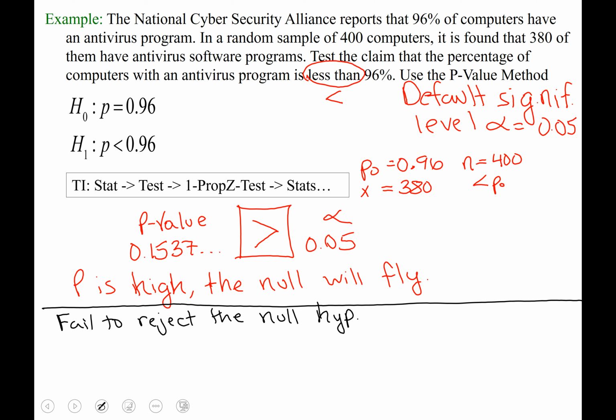Time to write our conclusion. We always start with the word there. First decision, is or is not. This decision comes from our fail to, so is not. And then we say sufficient evidence.